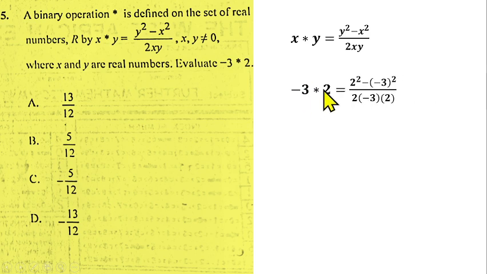So we have been given the rule when you have x asterisk y, so minus 3 asterisk 2 means that our x is minus 3 and our y is 2. Whenever we see y, you put 2, whenever you see x, you put minus 3. If you substitute that into this rule, you have 2 squared minus open bracket minus 3 squared over 2 into minus 3 into 2. If you simplify that, you have 4 minus 9 over minus 12. 4 minus 9 will give us minus 5 over minus 12. We take care of the minus, we have 5 over 12, which is option B for question number 5.